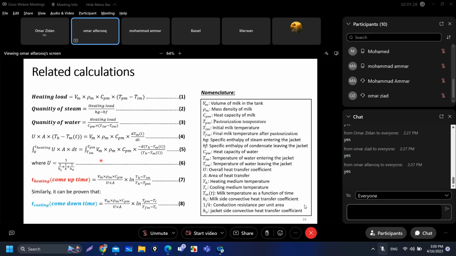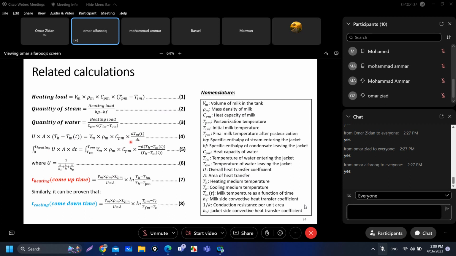Okay. Now, also, we have this equation number 4. We equate the rate of heat transfer through the tank to the instantaneous rate of heat gain of the milk. Okay. This is in case we don't have any heat losses. U is nothing but the overall heat transfer coefficient, which is 1 over (1/HI + 1/HO + thickness/K), where HI is the milk side convective heat transfer coefficient, HO is the jacket side convective heat transfer coefficient, and K is the thermal conductivity of the vat or the tank. Okay, once we equate those two, we have a simple differential equation.